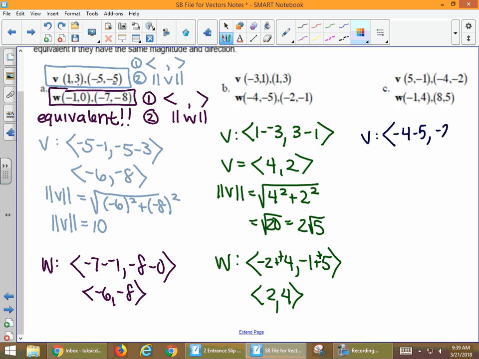You guys are way ahead of me, which is awesome. So for V, I got -9, -1. What did you get for W? 9, 1. So these are, again, going to have the same magnitude, but are they equivalent vectors? No, they're directional. Awesome. Both of those magnitudes would be square root of 80. Questions so far?